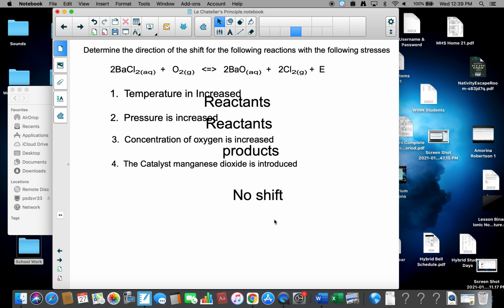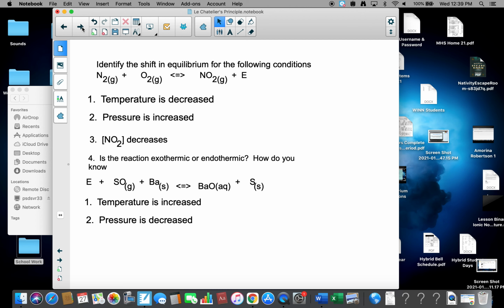We'll go over this exact one again in class. Copy this one. We'll also discuss this in class before we do the lab on equilibrium, and I'll post that as well.